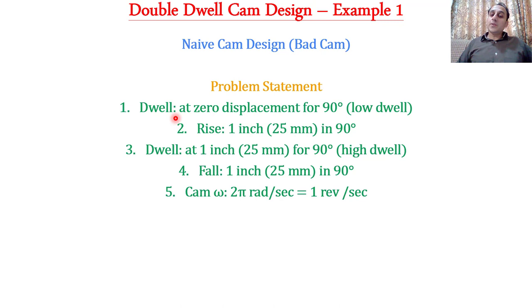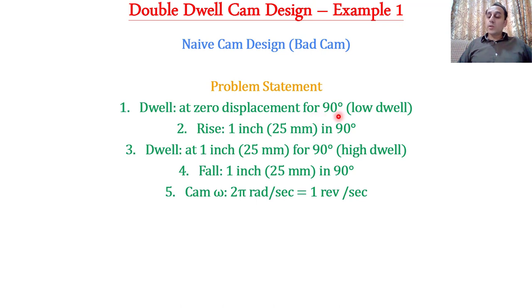And that dwell will continue for what? For 90 degree rotation of cam. So after 90 degree, what will happen? The follower will start rising. It will start rising from 0 towards the 1 inch position. And the follower will achieve that 1 inch position when the cam completes another 90 degree rotation.